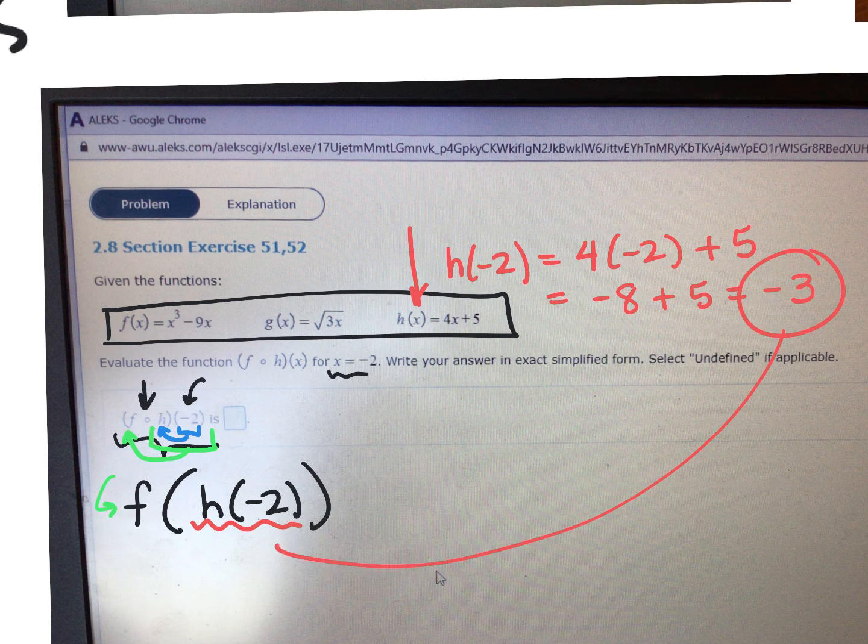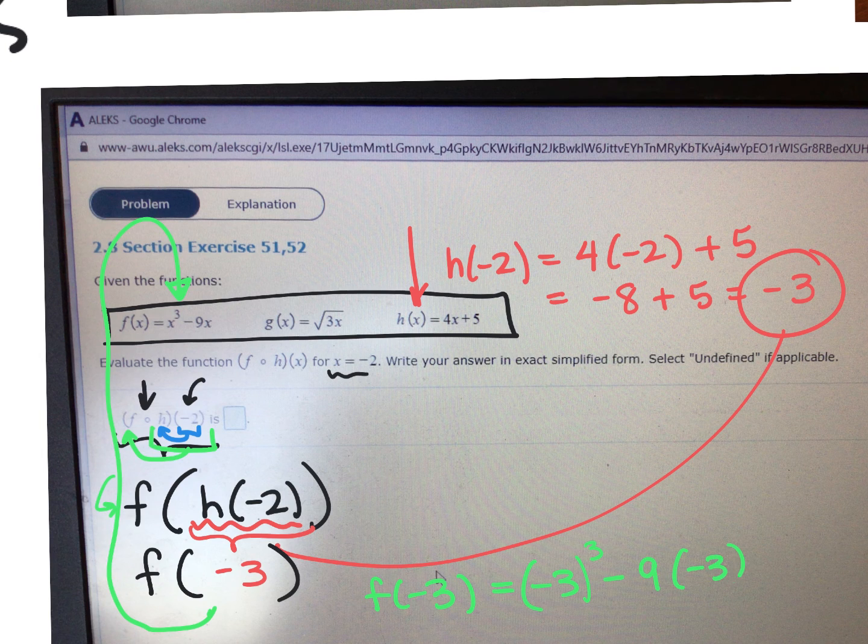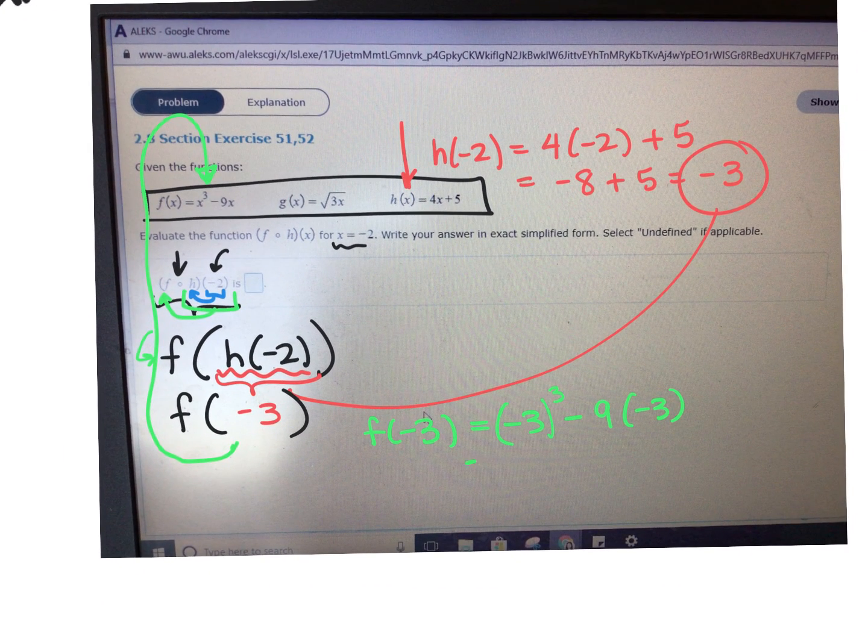So now we take h of negative 2, and I'm going to replace that with negative 3, because h of negative 2 is negative 3. Then I'm going to take f of that negative 3. That's telling me I need to go to my f function, which is this first one, and plug in a negative 3. So f of negative 3 is equal to negative 3 to the third power minus 9 times negative 3. Negative 3 to the third power is negative 3 times negative 3 times negative 3, which will make negative 27. Then we have negative 9 times negative 3. That turns into a positive 27. We actually end up with 0.